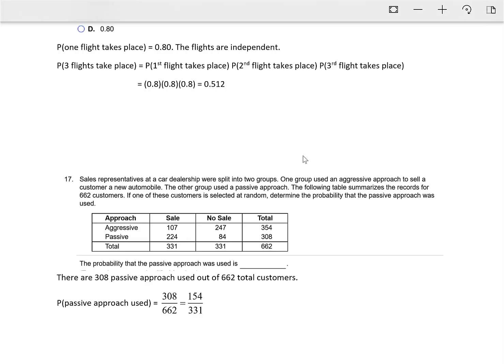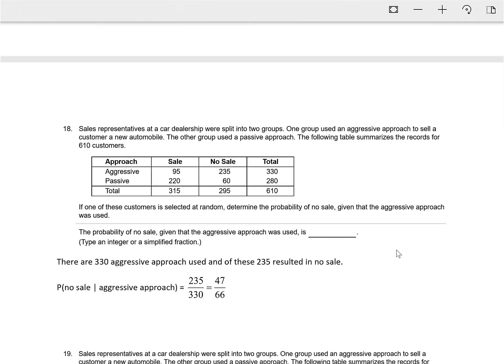And I have a detailed solution for number 18. So now we're going to do a conditional probability. If one of these customers is selected at random, determine the probability of no sale given an aggressive approach was used. So how many aggressive approaches in the table? 330. And how many of those resulted in no sale? 235. So we put 235 over 330, and we can simplify that to 47 over 66.